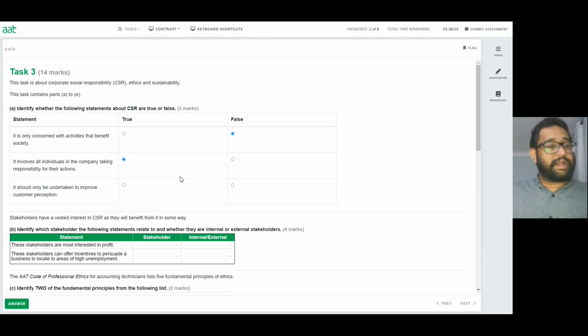It should only be undertaken to improve customer perception. That's wrong. If you just want to do gaslighting or something, they call it that way. It's just for show. They just want to see the public perception, how it looks, and behind the scenes they're doing all the nasty, dodgy things. And that's not the reason we do it. It is to make sure of the perception of everything involved.